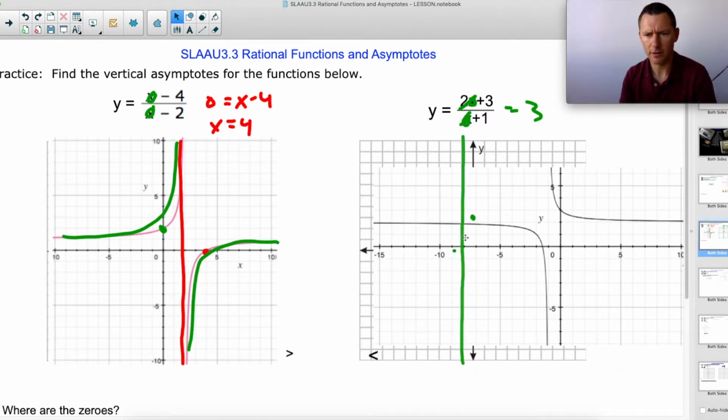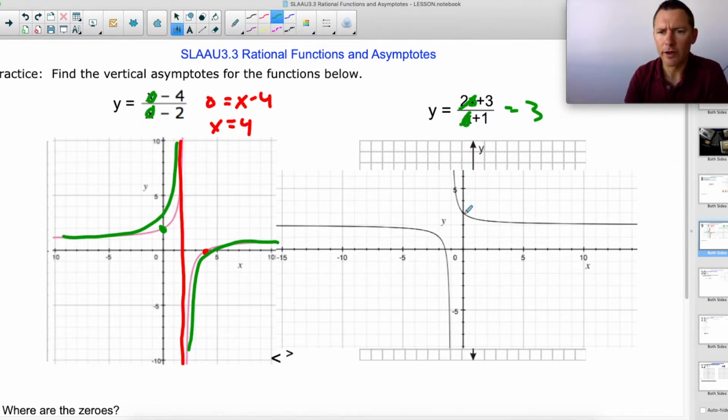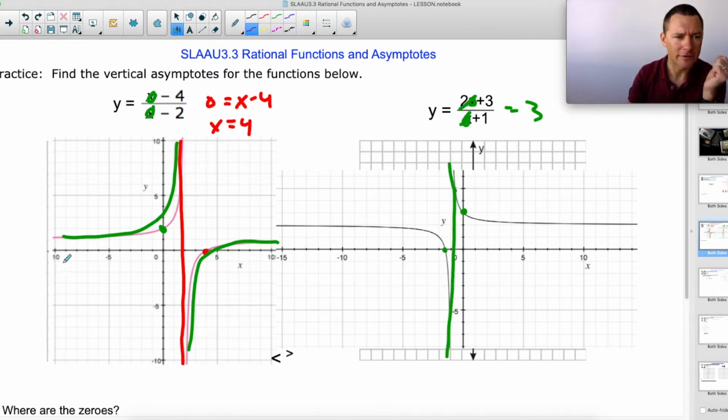Let's get this. So here's the y-intercept at 3 like we predicted. Here's the x-intercept at 1.5. Here's the asymptote at negative 1. Did I write negative 1? Hopefully. There you go. The thing that we haven't seen so far is where does this horizontal asymptote happen?